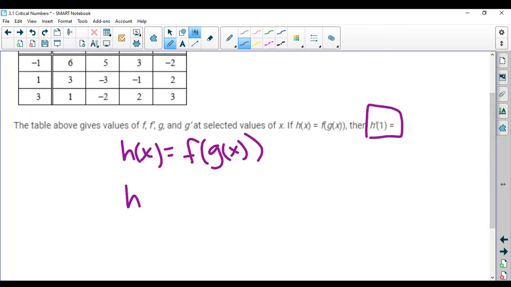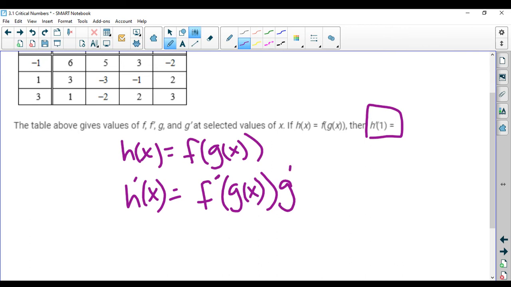So h prime of x, since this is a composite function, you have to follow the chain rule, which is the derivative of the outside, leave the inside alone, and then times the derivative of the inside. So now we have h prime of x.